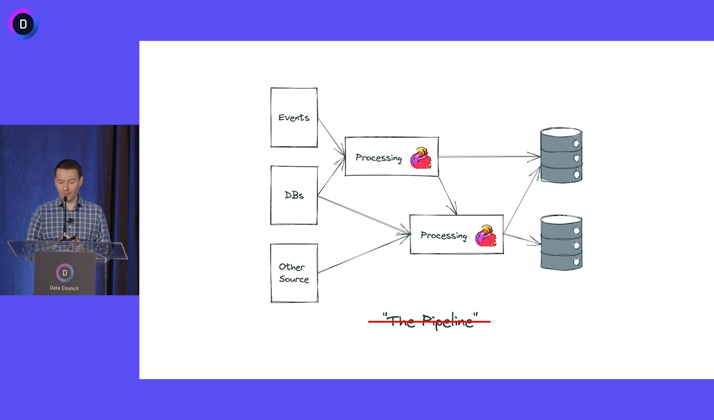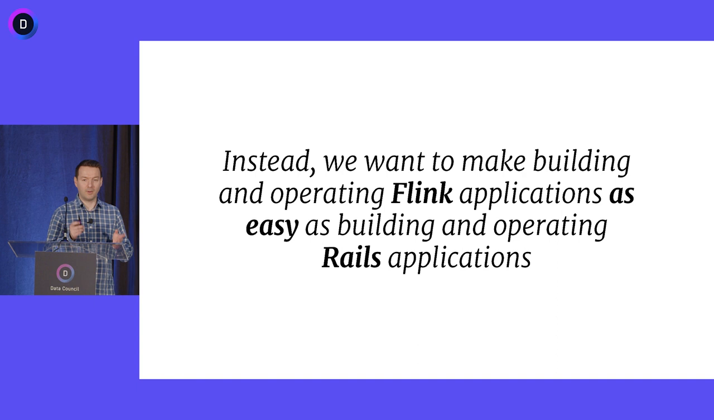The goal of my team is different. So instead of building those data pipelines, those specific use cases, we actually want to make building and operating Flink applications as easy as building and operating Rails applications. So why Rails? Shopify is a big Ruby and Rails shop, and Rails is also well known for its developer experience, the ease of use. So it could be a stretch, but we really wanted to try to make Flink as easy as Rails.